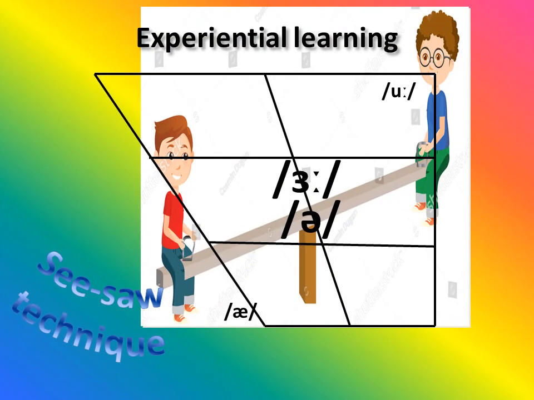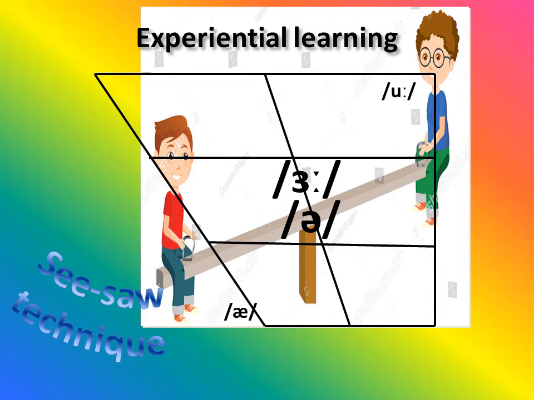Since central vowels are very difficult for Spanish speakers to produce because they don't exist in Spanish, we need to help them to perceive the actual position of the tongue when producing it. We are not used to using the central part of the tongue in the production of vowels. That is why, through experiential learning with the seesaw technique, we can help learners to perceive the exact place where the sound is produced.